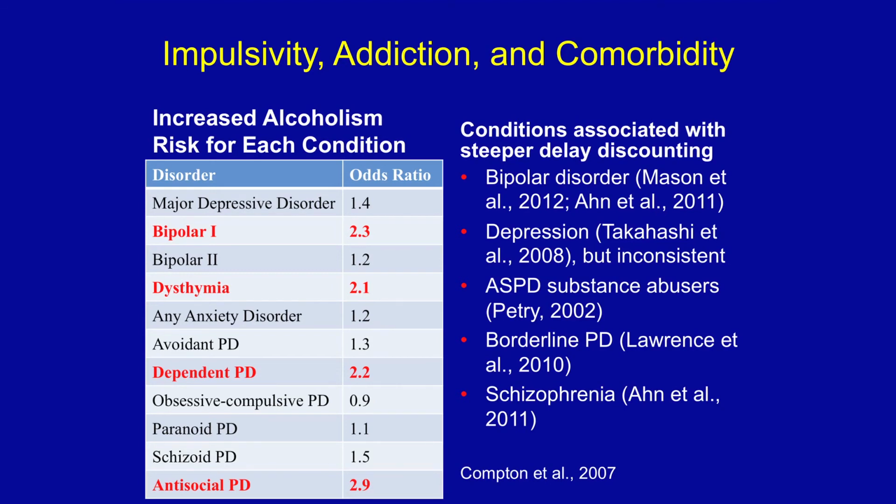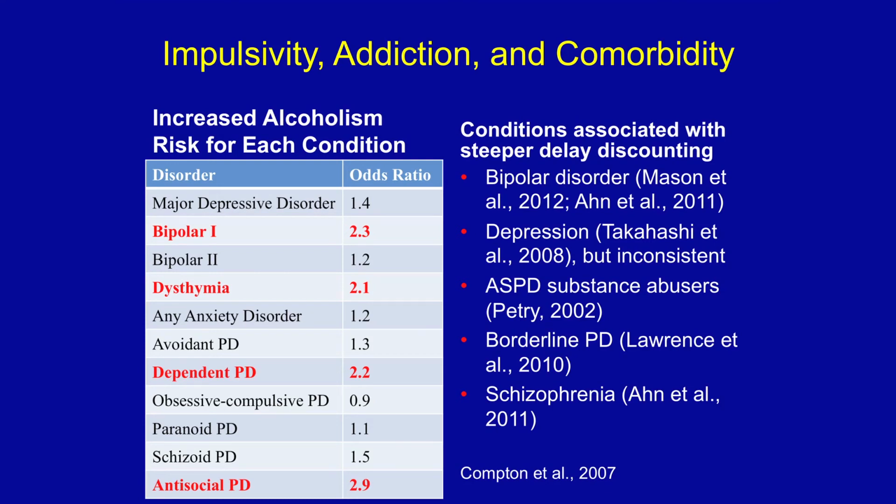Many of these conditions show changes in delay discounting. Interestingly, they show steeper delay discounting. What this chart shows is how much more likely you are to be an alcoholic if you have this condition. So if you have antisocial personality disorder, you're 3 times as likely to become an alcoholic as someone who does not have antisocial personality disorder.